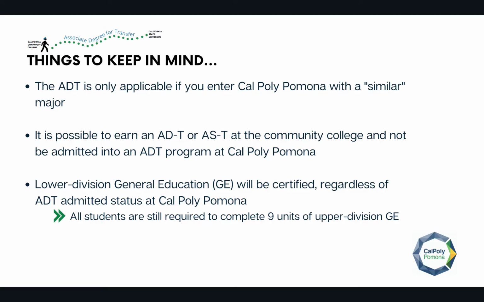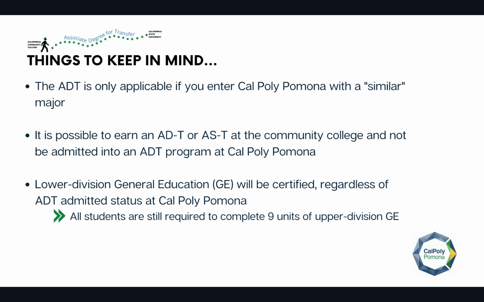It is possible to earn an ADT or AST at the community college and not be admitted into an ADT program at Cal Poly Pomona. So there needs to be an established agreement between the specific degree that you're getting and our college here at Cal Poly Pomona. Your lower division general education (GE) will be certified regardless of ADT admitted status at Cal Poly Pomona. All students are still required to complete 9 units of upper division GE.